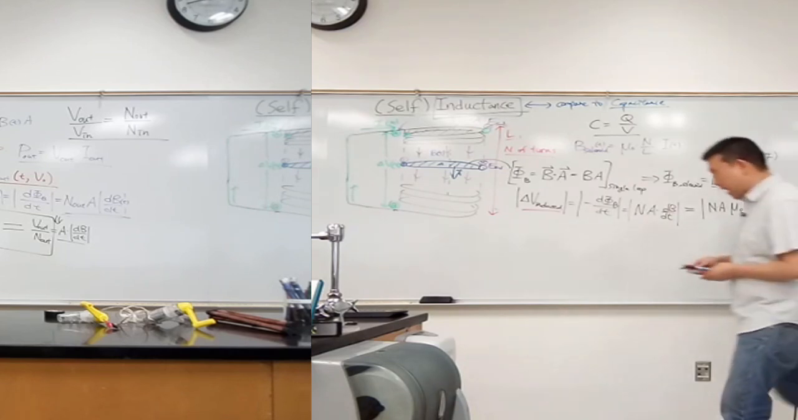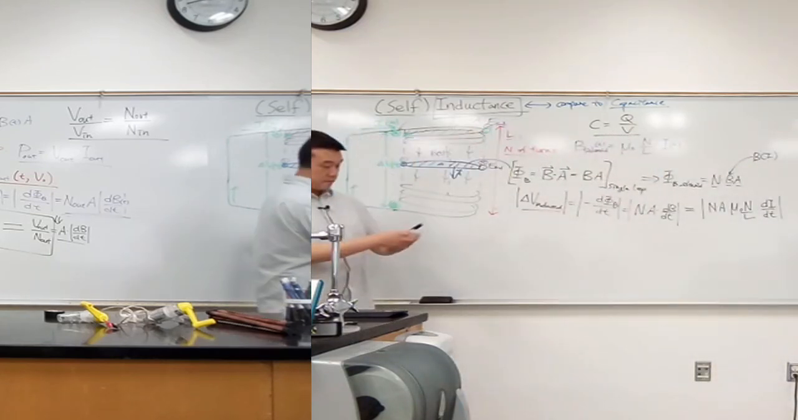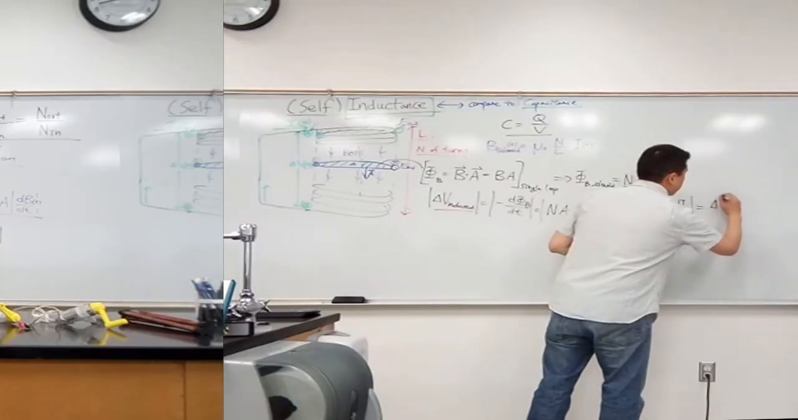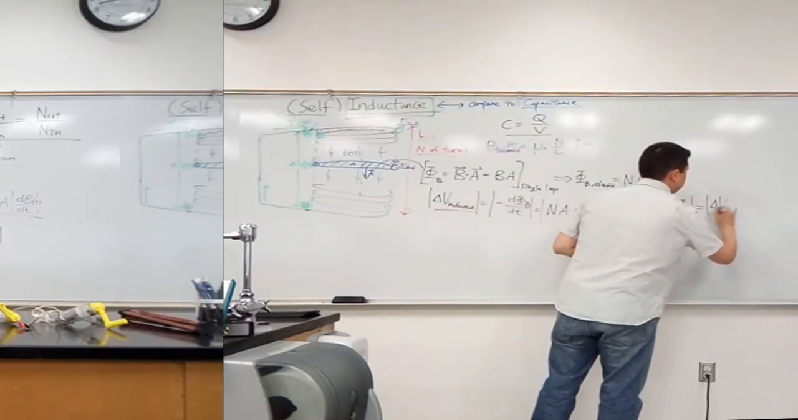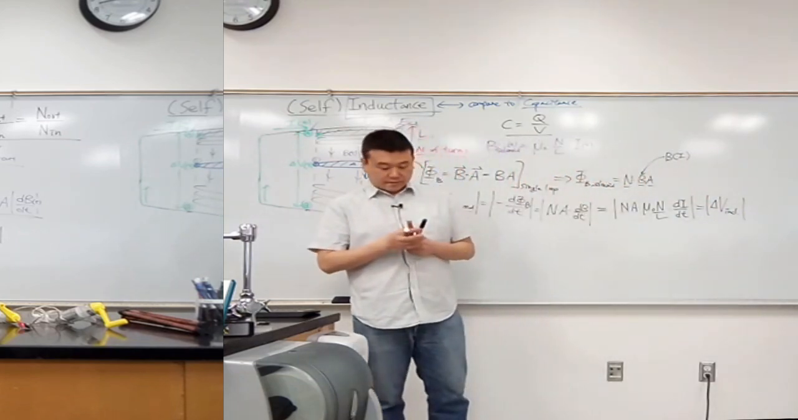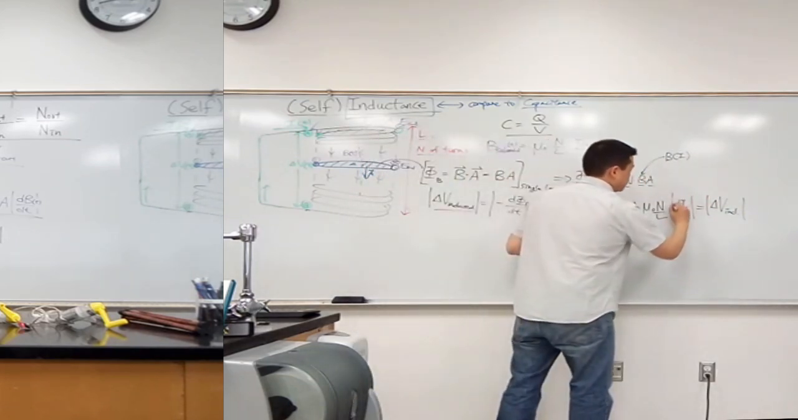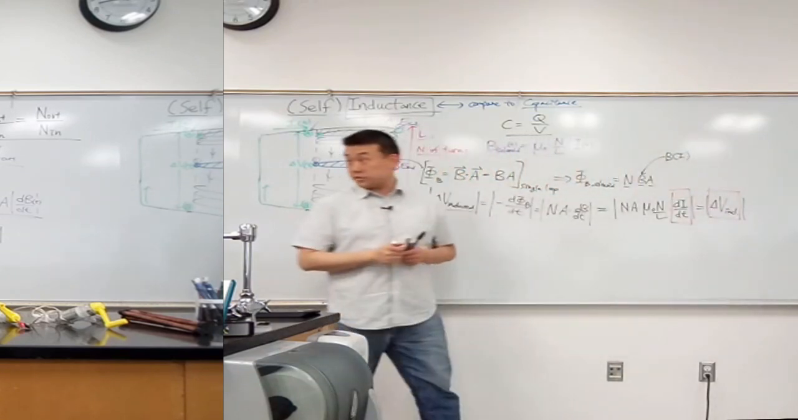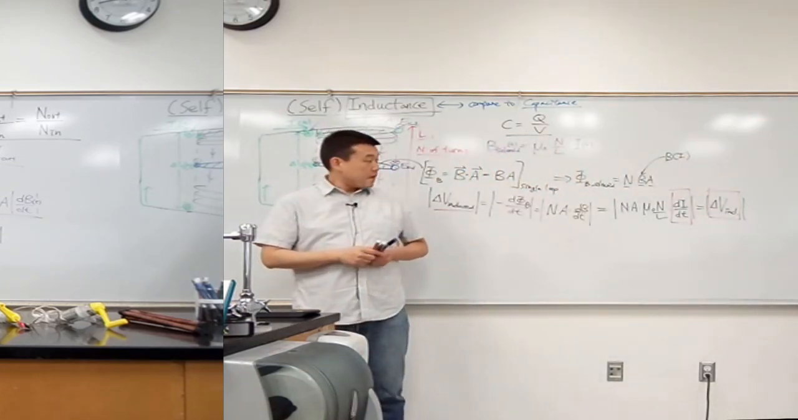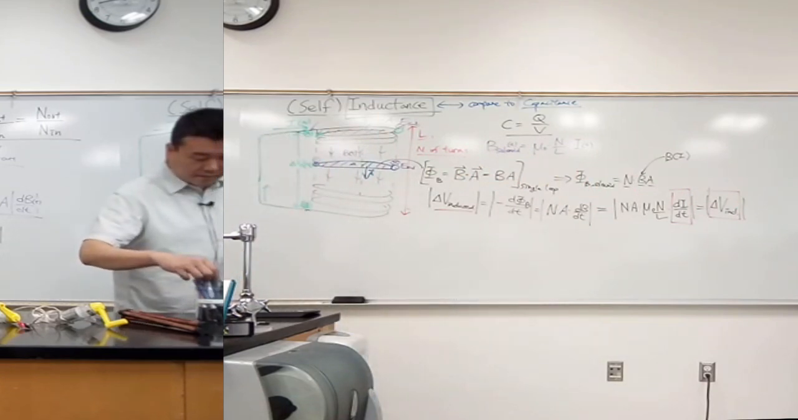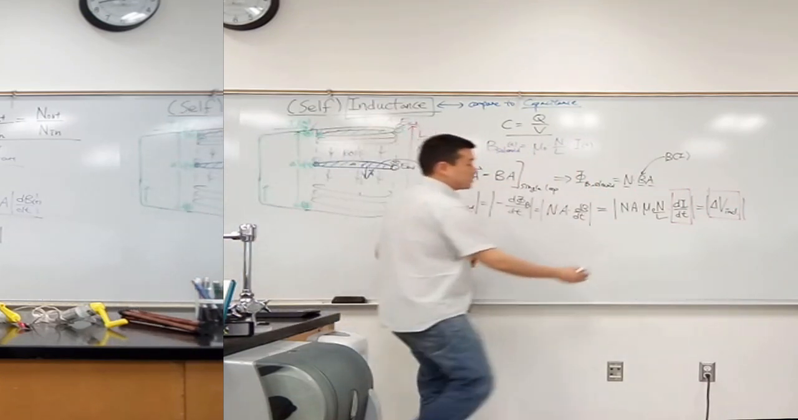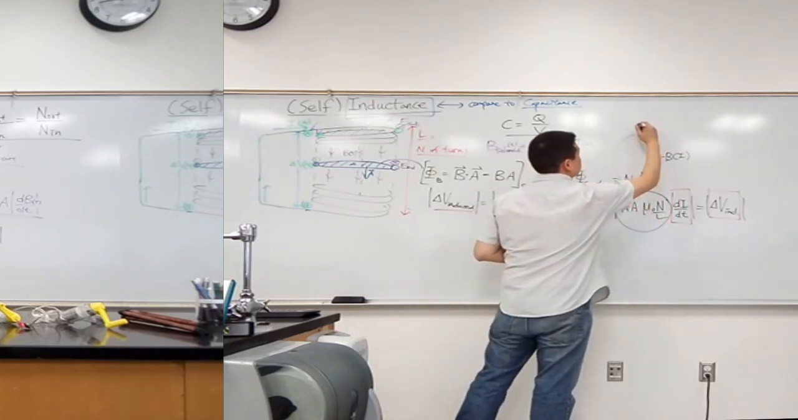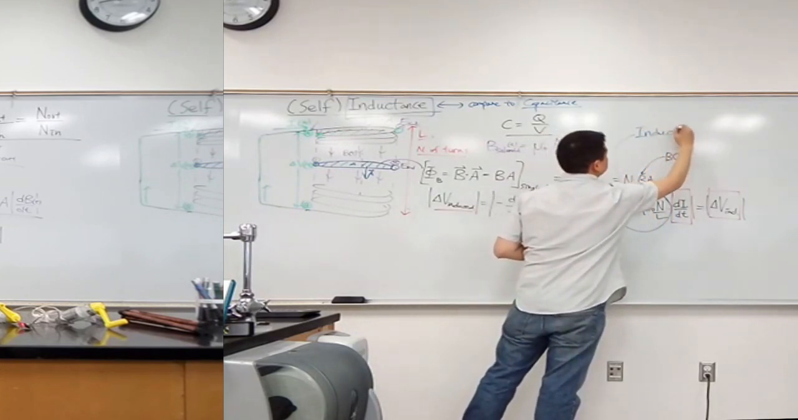So let me box the dynamical quantities in this expression. Let me rewrite this here. We are saying this is equal to the induced voltage. And the dynamical quantities are these: di/dt and the induced voltage. So this is the quantity that we want to define as the self-inductance, or just the inductance.